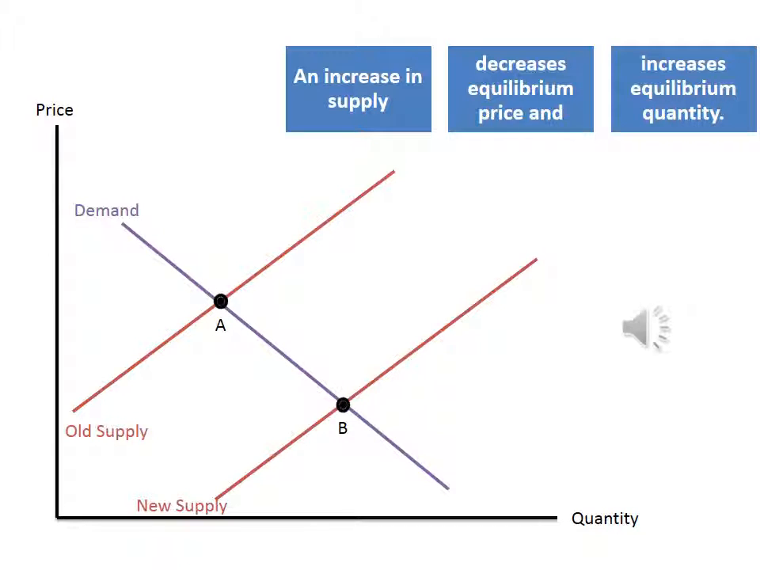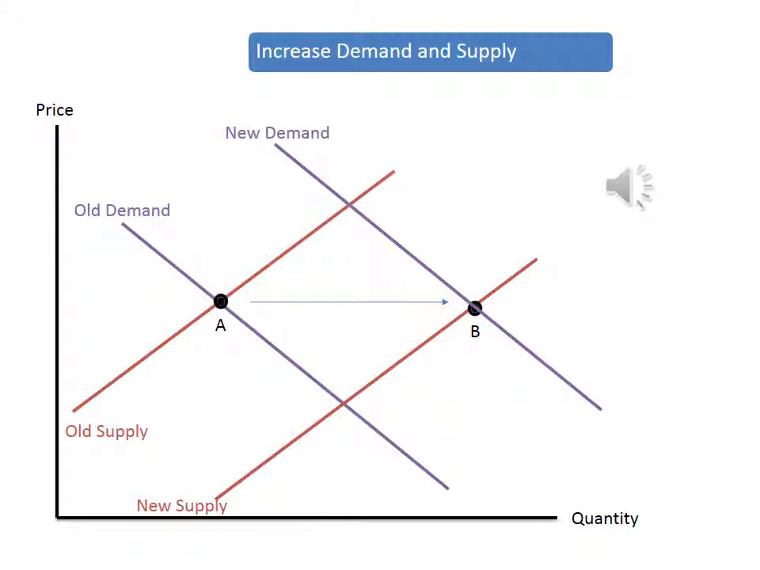Unsurprisingly, if we increase supply, we move from A to B, and now at B we have a lower price but we're at a higher equilibrium quantity. Now let's go totally crazy and increase demand and supply at the exact same time. It appears from what I've done in the diagram in front of you that price stays the same, but quantity goes up.